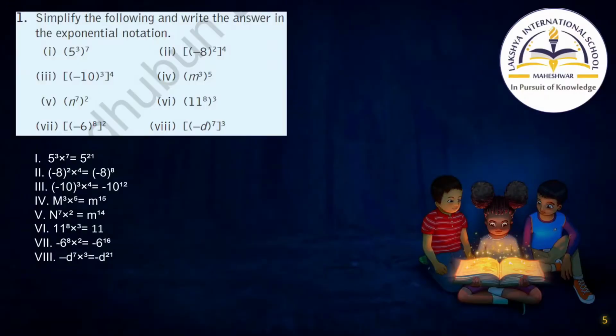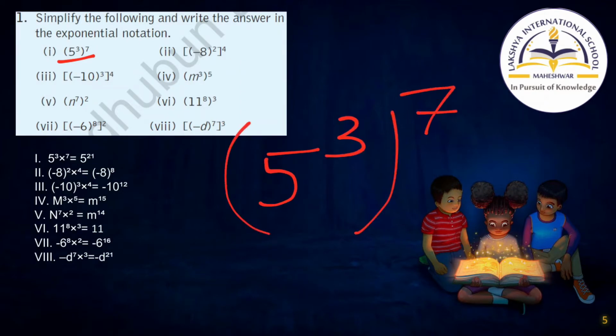Question number 1: simplify the following and write the answer in the exponential notation. First question is 5 raised to the power 3 and whole raised to the power 7. I already told you, according to the third law, you have to multiply the powers. So 5 raised to the power what? 7 into 3, 7 3s are 21, so 5 raised to the power 21, that is our answer.